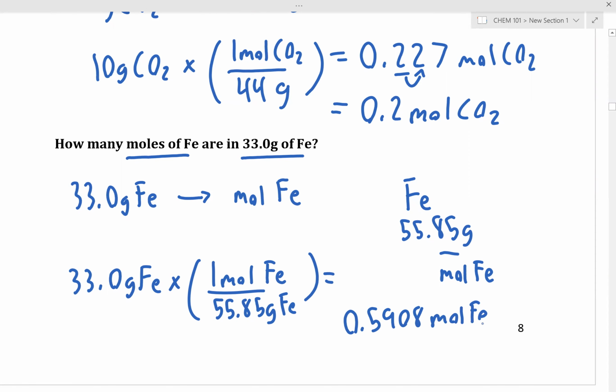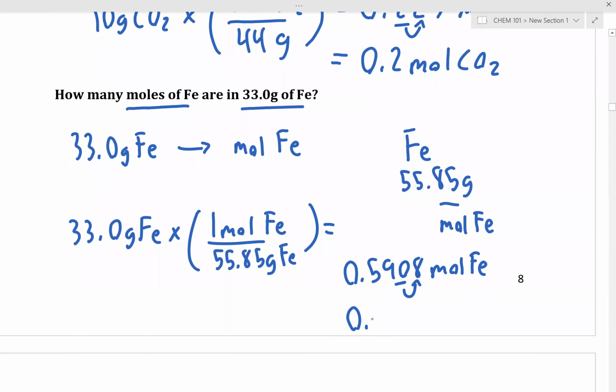moles of iron. Now let's take a look at our input. How many sig figs does our input have? Is this 0 significant? Yes. So how many sig figs in total do we have? 3. So then how many sig figs should our output have? 3. So we're going to look at this 0, look to the right. Do we round up or down? Up. So we end up in the end with 0.591 moles of iron.